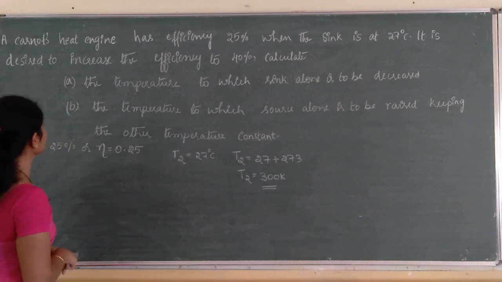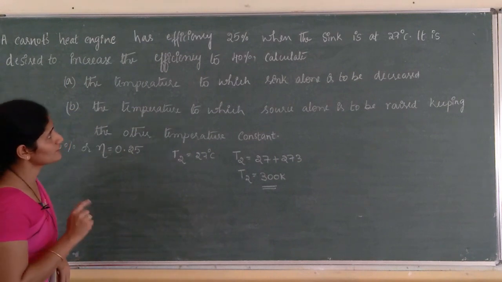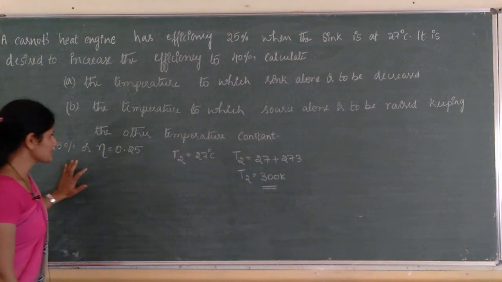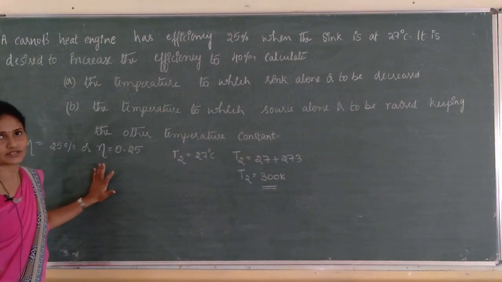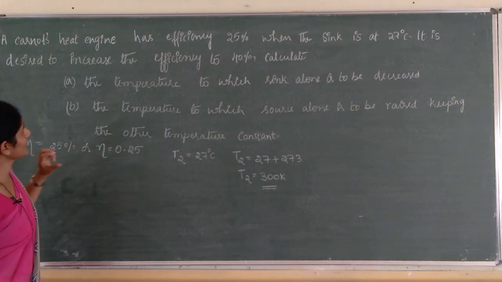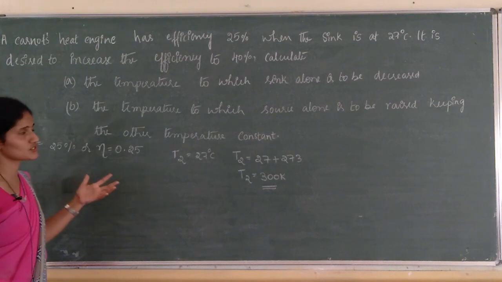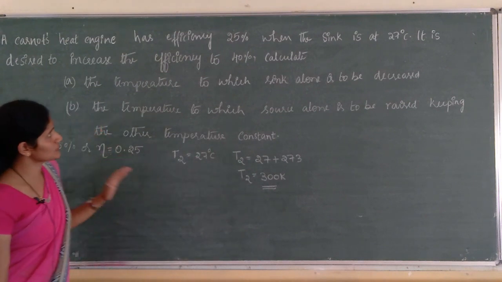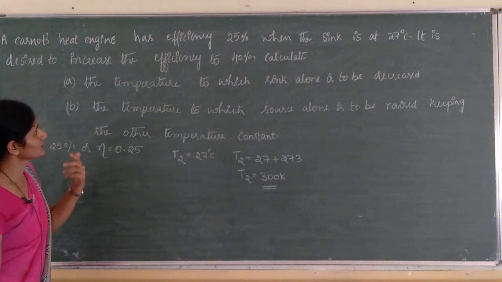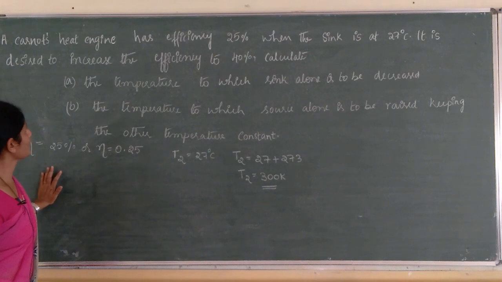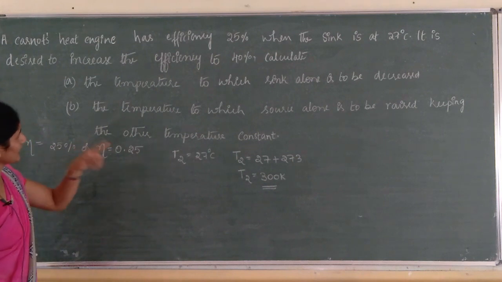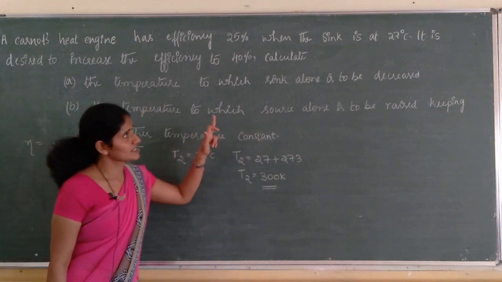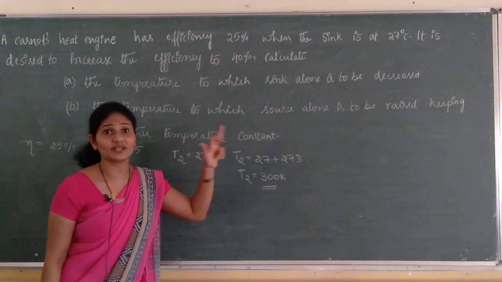It is desired to increase the efficiency to 40%. Efficiency of the engine is 25%. So, our aim is to increase the efficiency of the engine to 40%. You have to increase the efficiency of the engine to 40%. Then calculate the temperature to which sink alone is to be decreased.